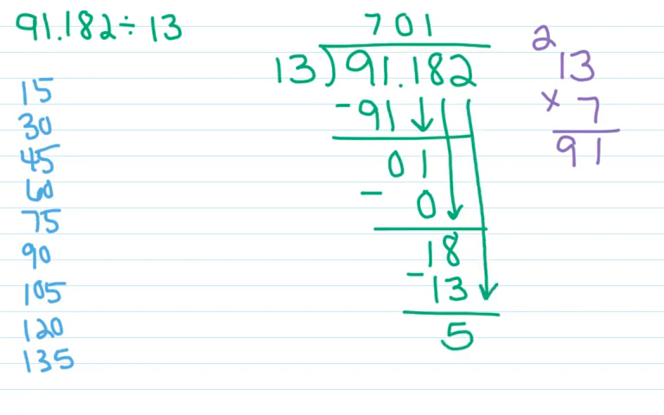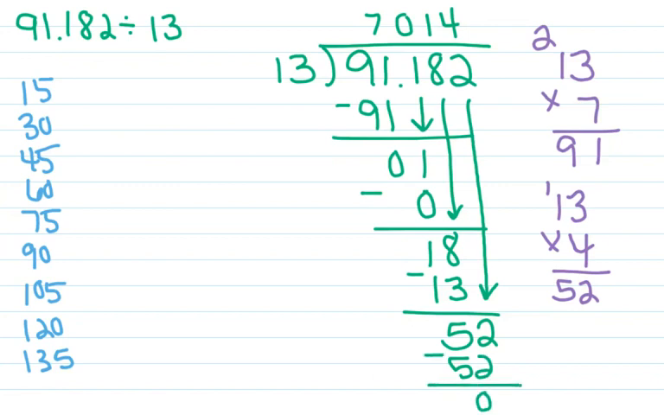Now I bring down the 2. And I want to find out how many times 13 goes into 52. So I'm going to estimate here 1, 2, 3. I'm going to try 4 times and see if that works. So I'm going to write my 4 here. And I'm going to check off to the side. 13 times 4. And I got 52, so I was correct. 13 times 4 was 52, so I have nothing remaining. Bring my decimal up, so I get a final answer, oops, of 7 and 14 thousandths.